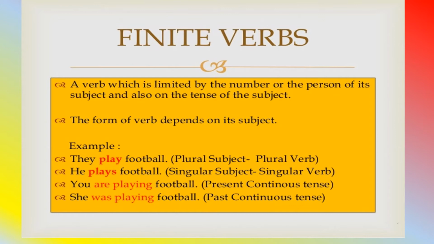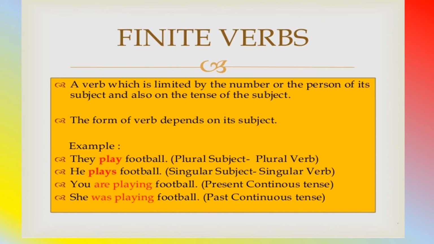The form of verb depends on its subject. For example, they play football. Here the subject is plural, that's why the verb is also plural. He plays football. Here the subject is singular and the verb is also singular.